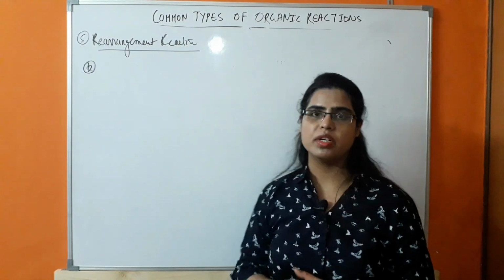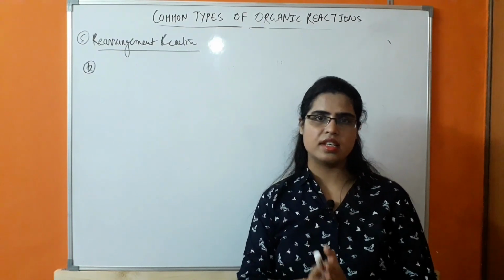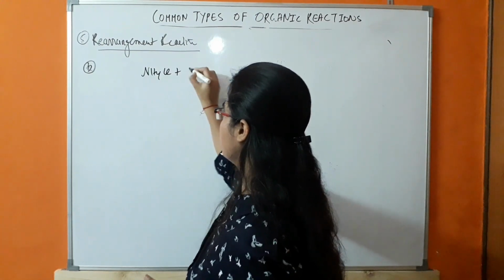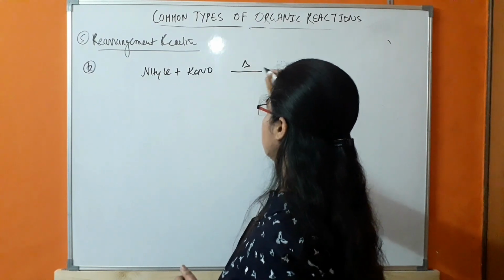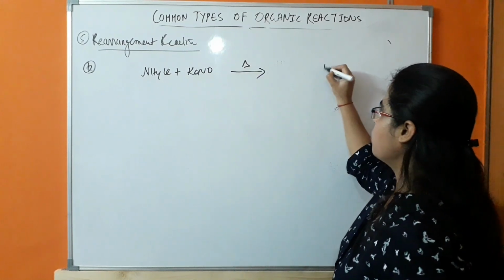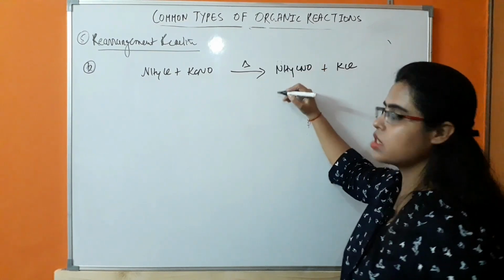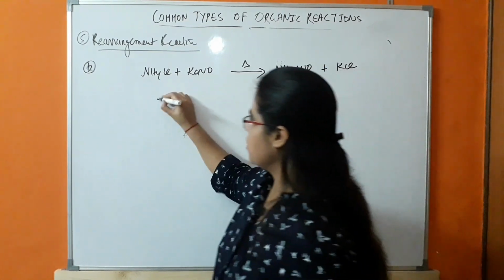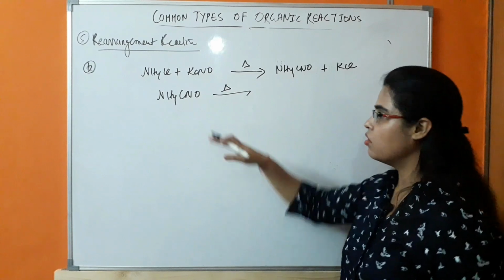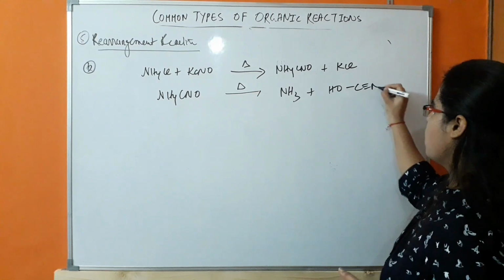Second example of rearrangement reaction is urea. Okay, we know that urea is the first compound which was synthesized in the lab by Wohler. So how was it synthesized? NH4Cl reacts with KCNO. Okay, this is a double decomposition reaction. In this reaction there will be formation of KCl and NH4CNO, which is ammonium cyanate. Further, this NH4CNO on heating will form NH3 and HOC triple bond N.